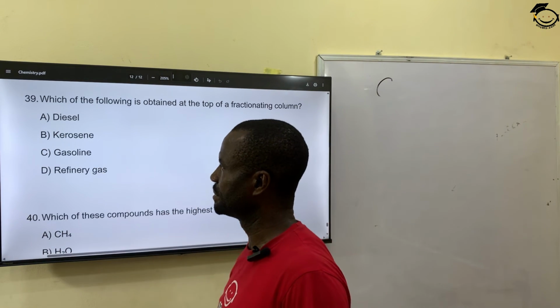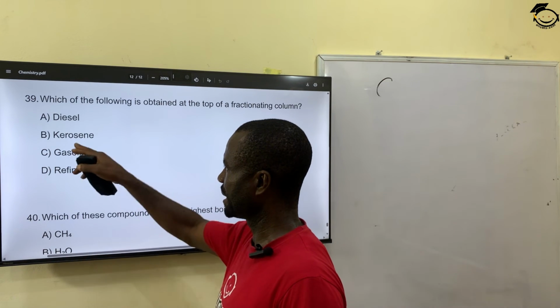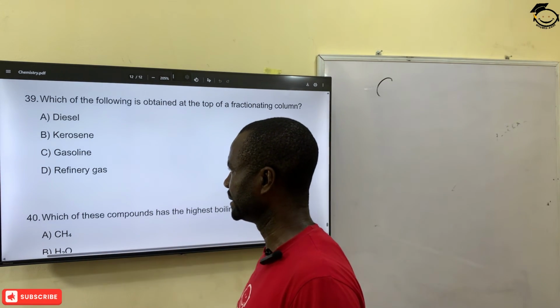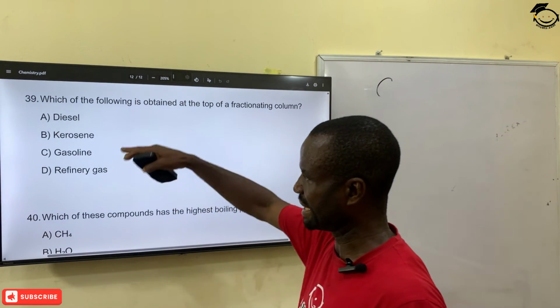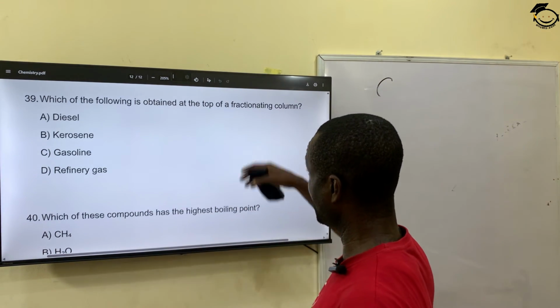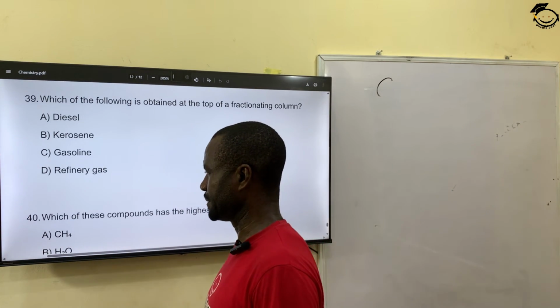A, diesel. Diesel is heavy, so it's at the low end. Kerosene, no, it's at the middle. Gasoline, then refinery gas. Gases are lighter than all these. So of course, refinery gas is at the top of the fractionating column. So the correct answer is D.